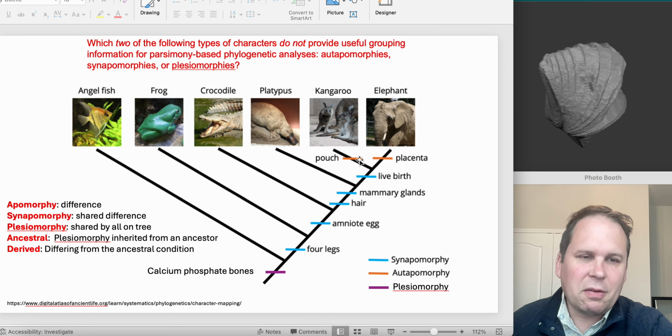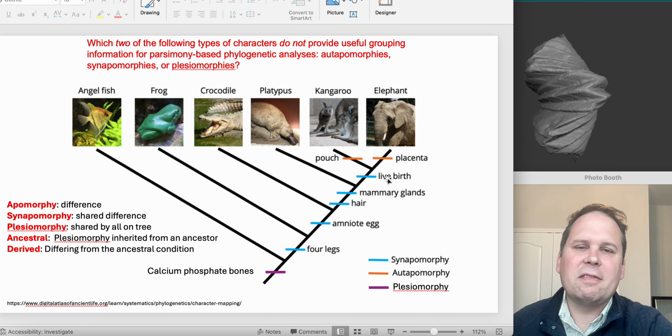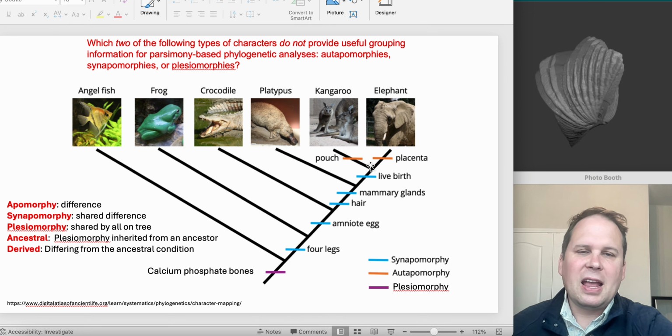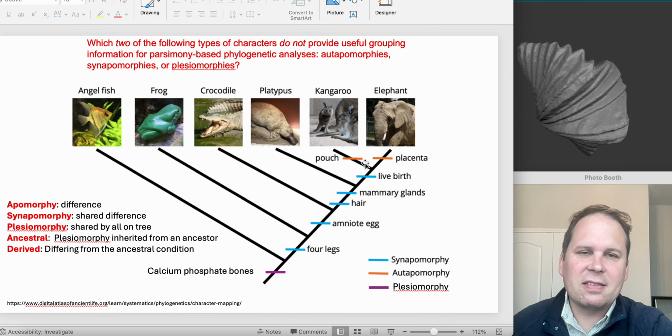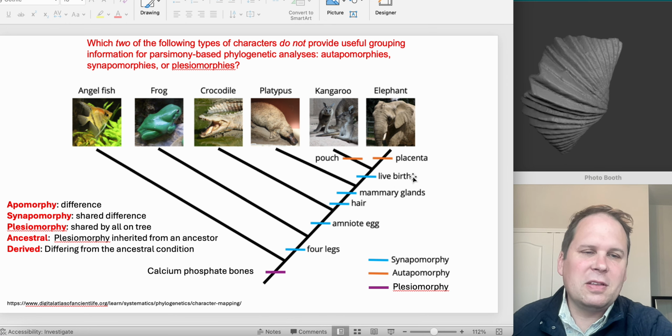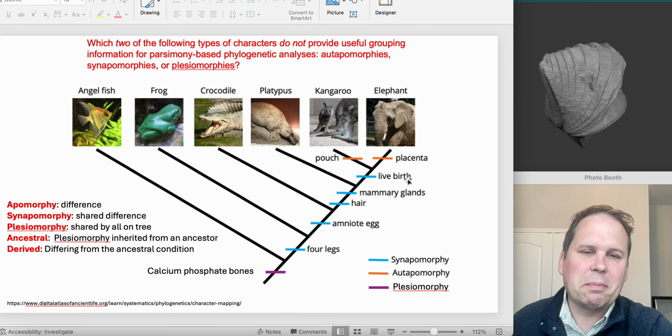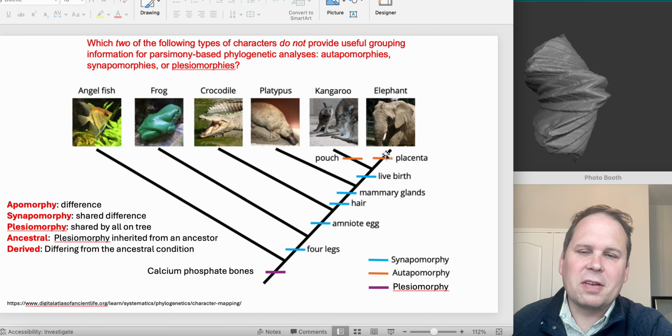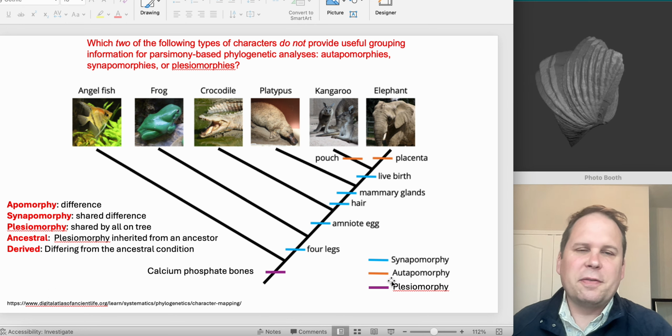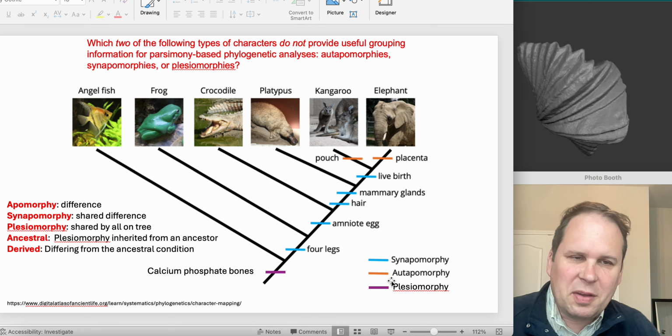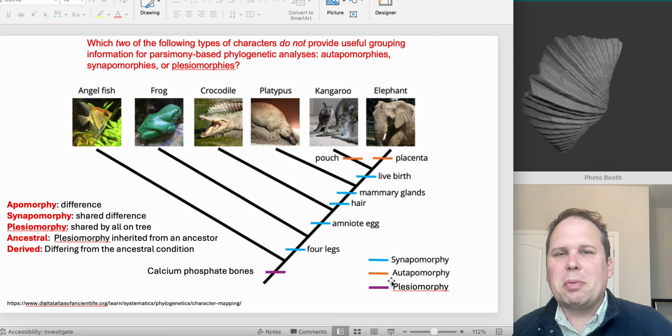Having a pouch on a kangaroo would be an autapomorphy because it's not found higher up on the tree in any of the others. It just defines this group. Having a placenta would define placental mammals like an elephant or a person, and so we would be branching over here. If it's a character that only shows up in one branch, then it's an autapomorphy.